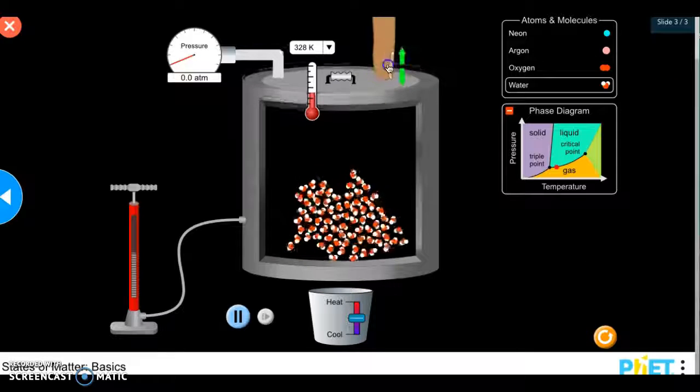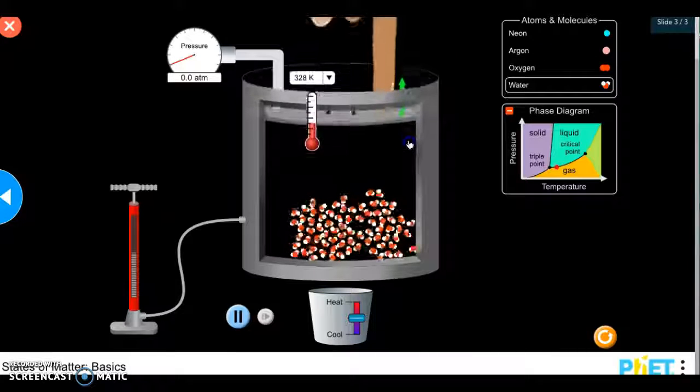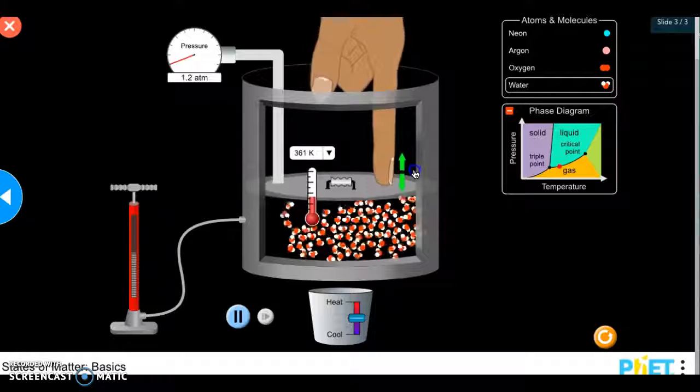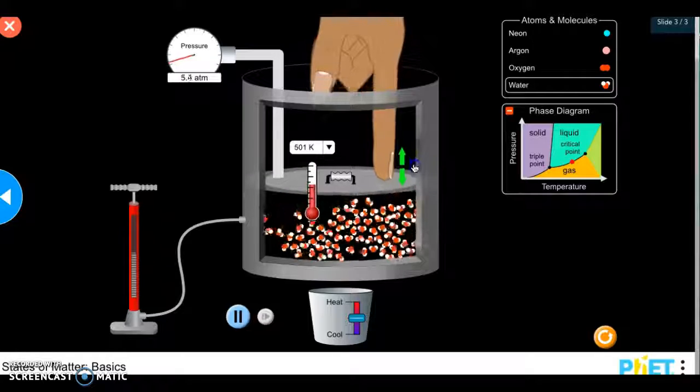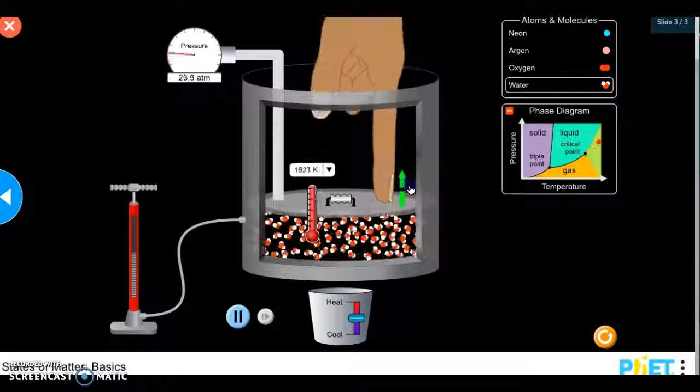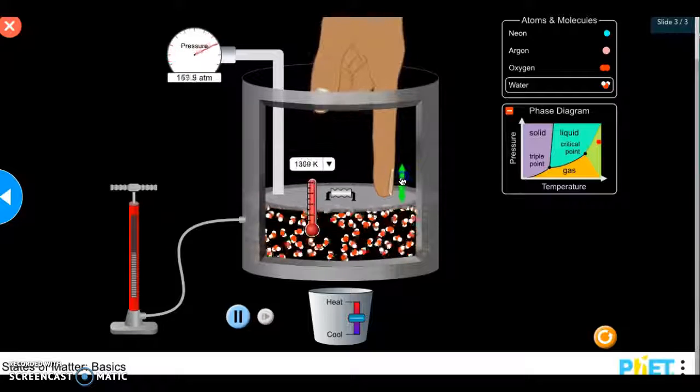And then let's add some pressure to our water molecules. They're currently at a solid state of matter. When pressure's added, the molecules break apart. Now they're at a gas.